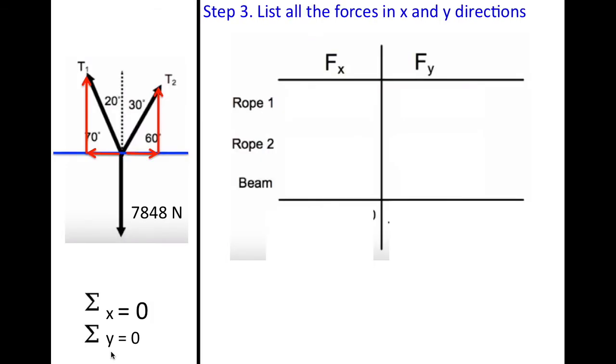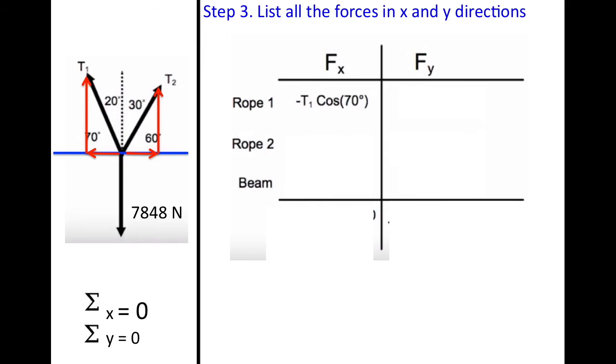Step 3 is to list all the forces in the x and the y directions. So here we have our three objects of interest. We have rope 1, rope 2, and the beam. To figure out the x and the y components, you're just going to do your normal sine and cosines of whatever angle you are trying to figure out. So here we have 70 degrees. For rope 1, for the x portion, we are going to have a negative T1 cosine of 70.